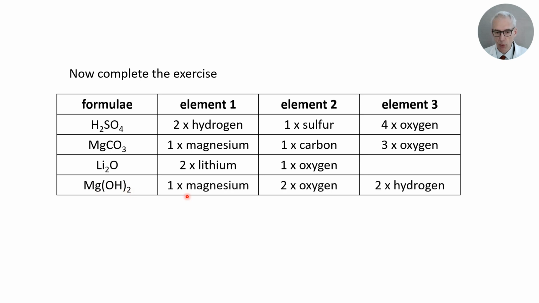So although we have 1 magnesium, it is outside of the bracket. Everything inside the bracket, oxygen, is multiplied by 2, so 2 oxygens. Everything inside the bracket, hydrogen, is multiplied by 2. We have 2 hydrogens. So that is how to interpret formulae including a bracket. Everything inside the bracket is multiplied by the subscript number outside the bracket.